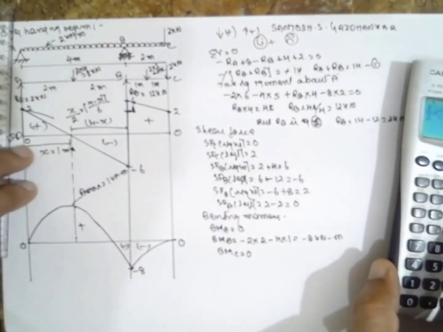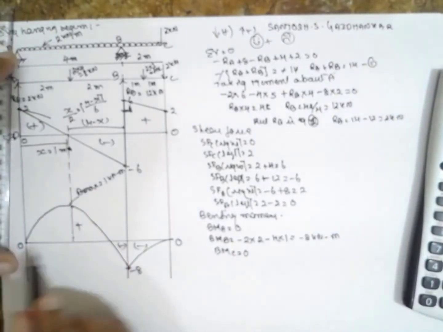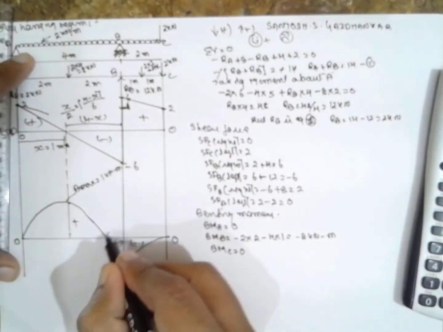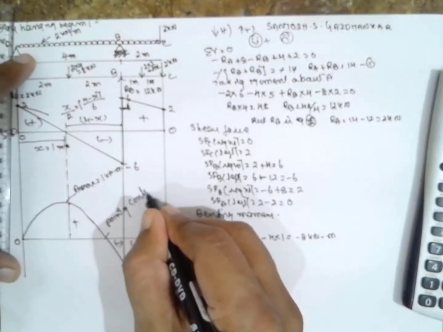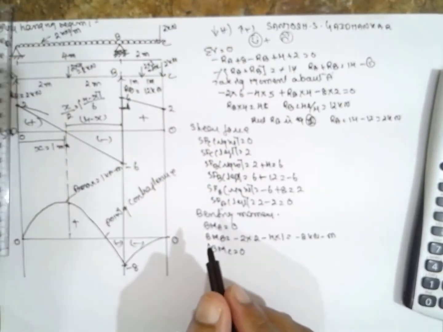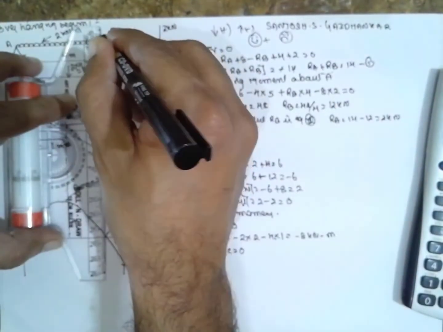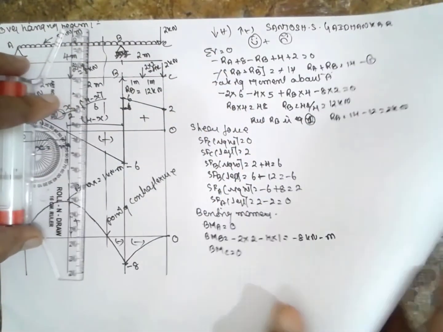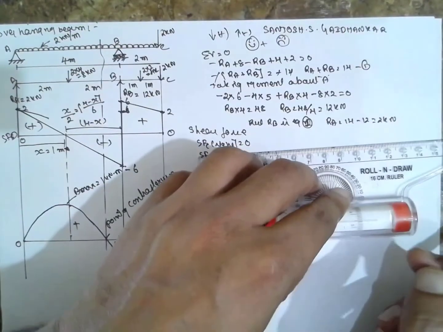And now with the help of area we have to find out this part. Now we have to find out this distance. This is nothing but the point of contraflexure. We have to find out the point of contraflexure. Therefore I will cut this part into half, draw this part here into half, and rewrite it here.